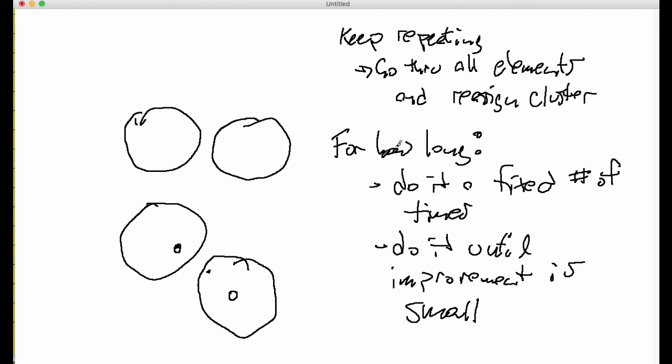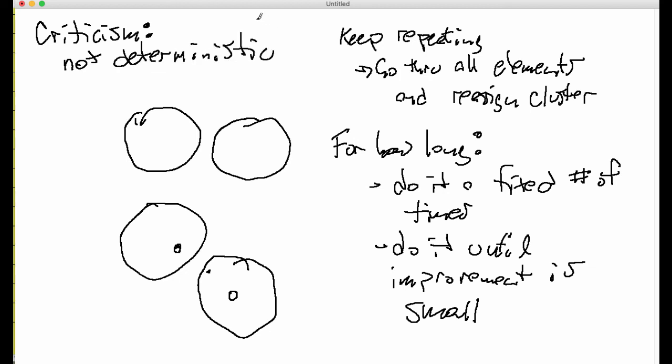Now, that's basically the algorithm. It's very simple. Some people have a criticism of this algorithm, and the criticism is it's not deterministic. Well, what does that mean? It means if we repeat, we may get different results.